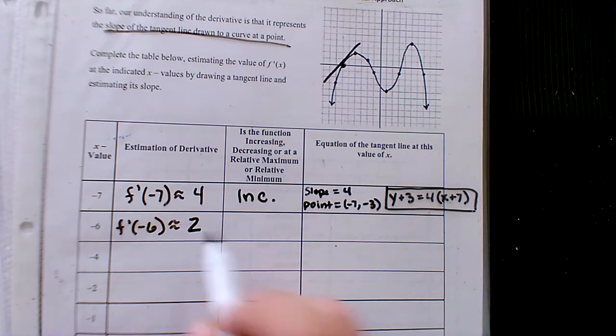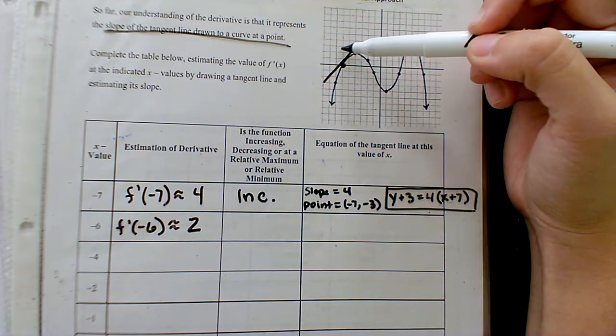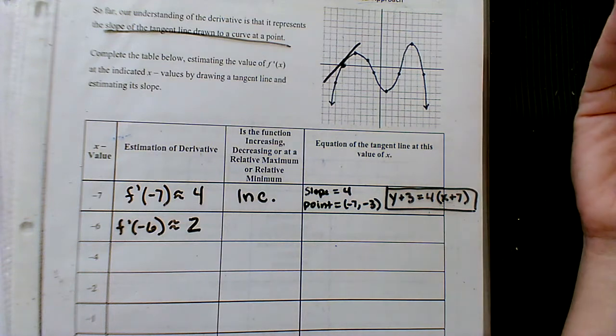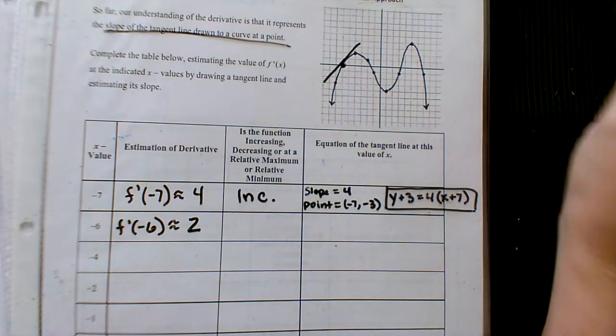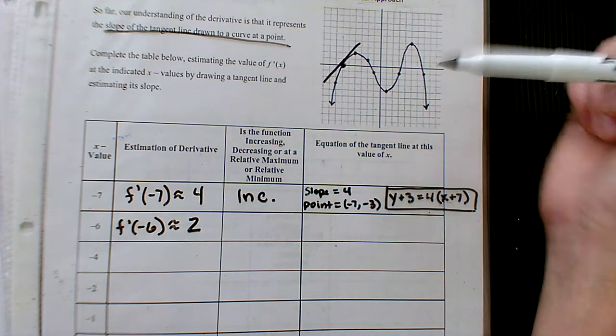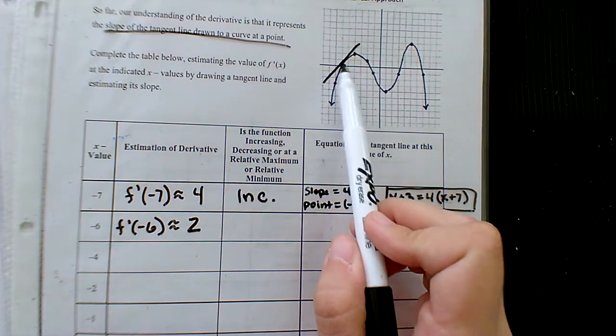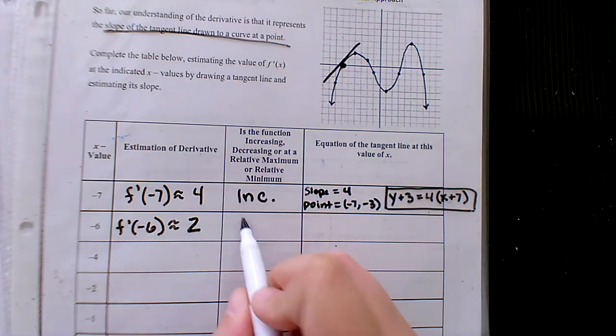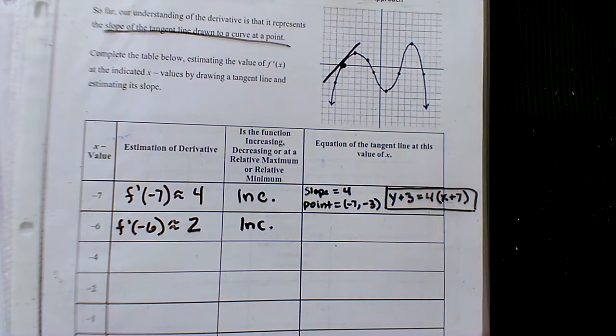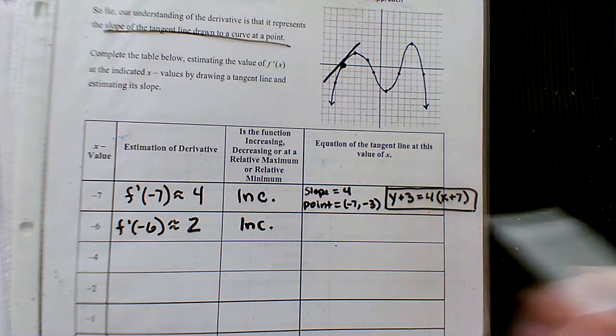I got 2. At least that's what mine is. 3 I can understand. Okay. If you get 10, we're doing something wrong, right? Okay. Estimates. What's the graph doing at that spot? Increasing. All right. And then let's practice writing the equation of that tangent line you drew.